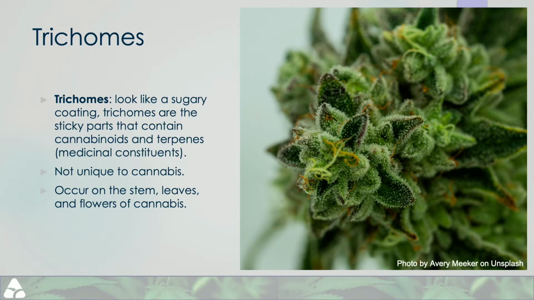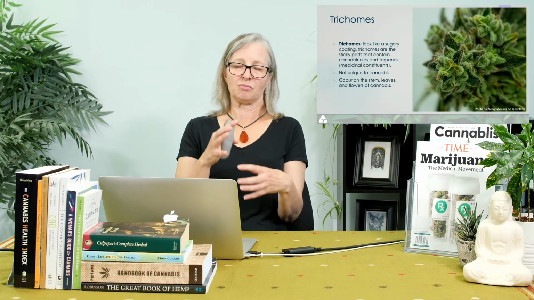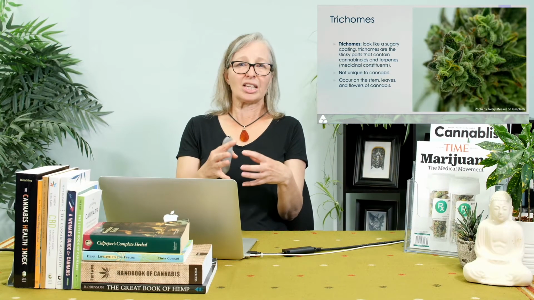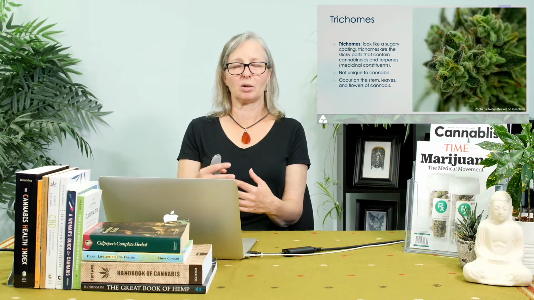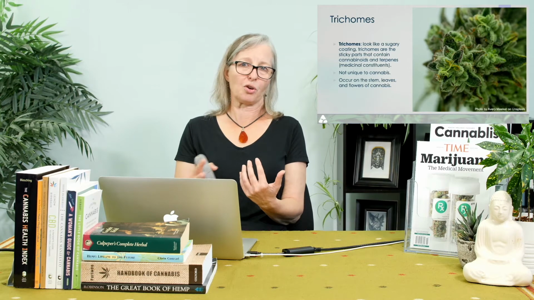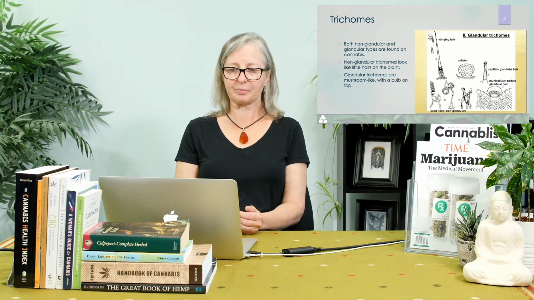And you're going to see these trichomes on the stem and the leaves, but most importantly, where they're clustered the most is on the buds of the plant. That's where we'll see the most trichomes. But we do find them over the whole plant itself.